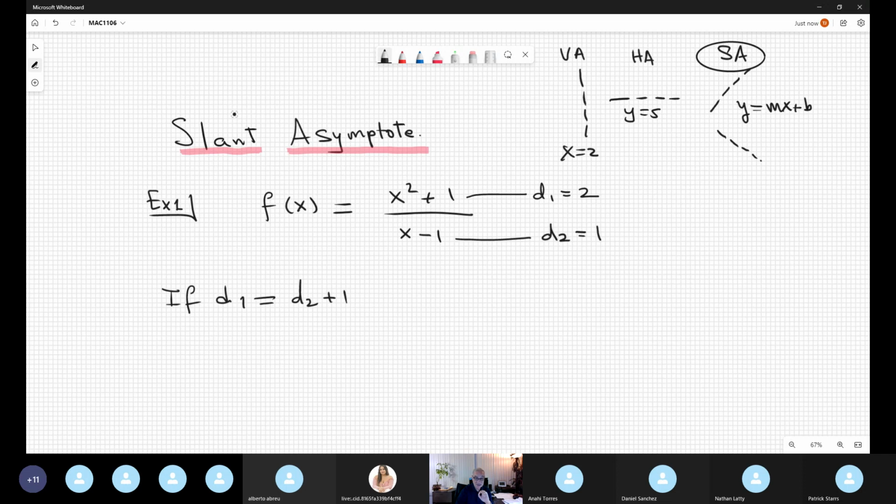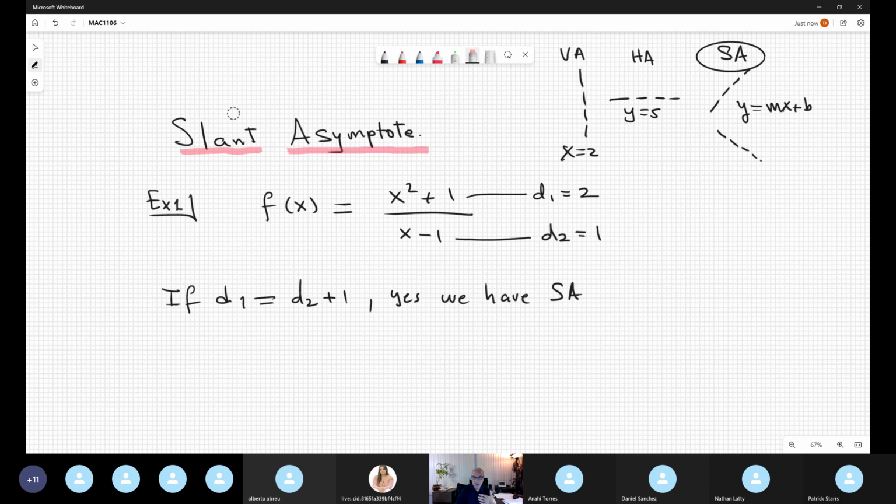So suppose this degree is 3 and this degree is 2. One more: 2 plus 1 is 3. So yes, we have the condition. Yes, we have a slant asymptote. Do you understand the idea? The degree of the top is greater than the degree of the bottom by exactly 1. This is the only condition.